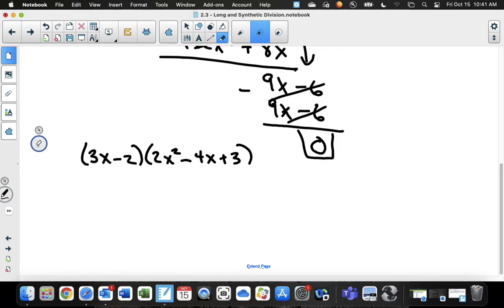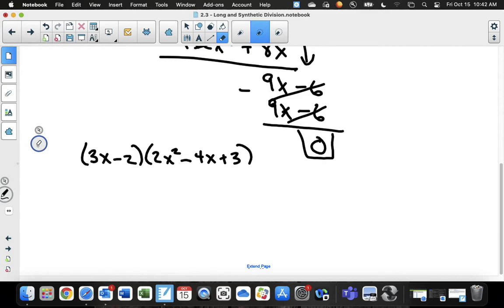Just as a heads up to clarify, make sure you're listening, please. Today when you're doing these long division problems, we're just practicing the process of long division so that next week we can use it. So technically the answer to this problem is the 2x squared minus 4x plus 3. Where we are headed is what we were just doing in the homework.